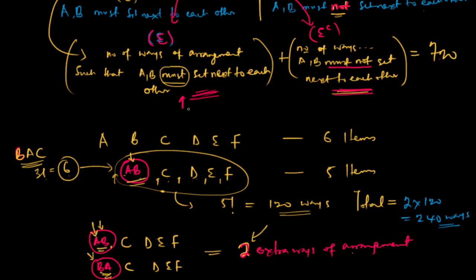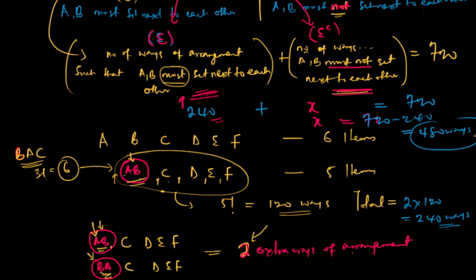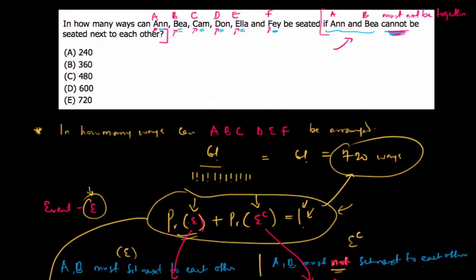So now let's say what we have here is X, then 240 plus X equals 720. We want to find the number of ways such that they must not sit next to each other. So we want to solve 240 plus X equals 720. That tells us that X must be, we subtract 240 from both sides, so it's going to be 720 minus 240, and that's going to give you 480 ways. So the solution to the problem is 480 ways. Yeah, so that completes the problem.